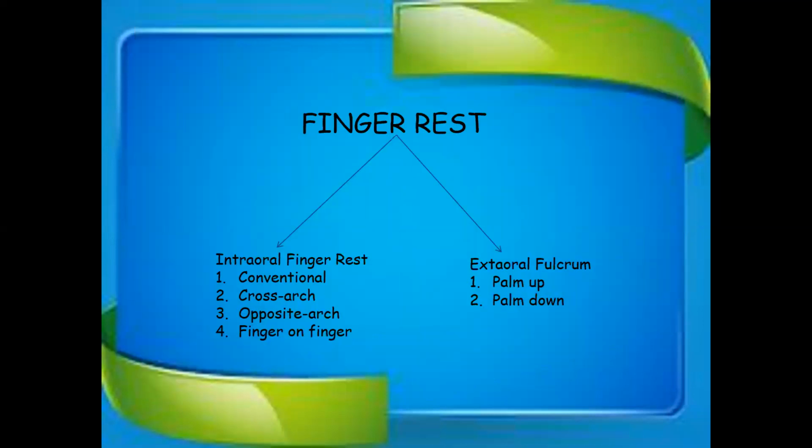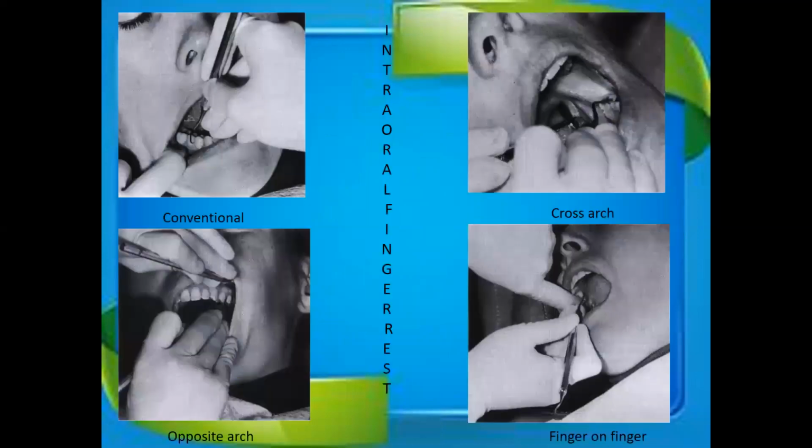So we have two types of finger rest. First one is intraoral finger rest, and under intraoral we have conventional, cross arch, opposite arch and finger on finger. And in extraoral we have palm up and palm down. So in this picture we can appreciate, this first picture is showing conventional finger rest, in which the finger rest is established on the tooth surface immediately adjacent to the working area.